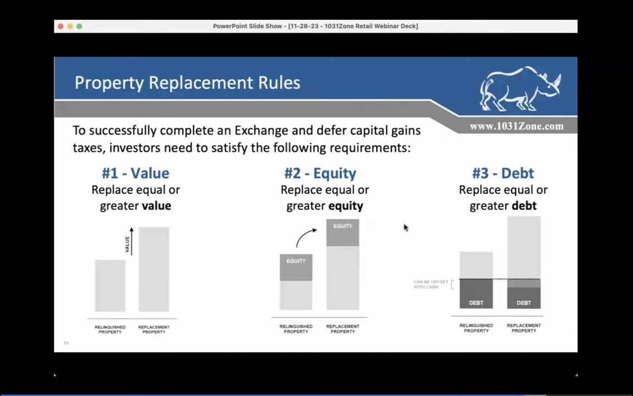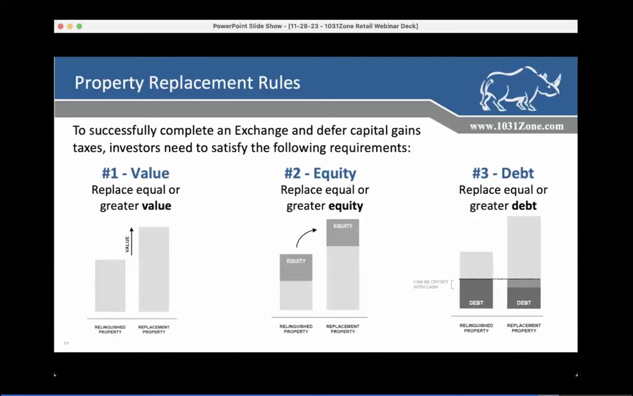When you're doing a 1031 exchange, you have to replace equal or greater value, equity, and debt. What does this mean? So if you sell for $1 million, that was your value that you sold for, you're going to want to 1031 exchange into a property worth $1 million or more. If you 1031 exchange into a property that costs $900,000, not $1 million, then that $100,000 difference is called your boot, B-O-O-T, and you'll owe taxes on whatever you don't replace. It's called a partial 1031 exchange. It happens all the time, but whatever you don't replace, you're just going to owe taxes on.